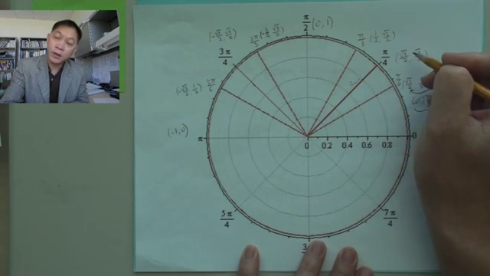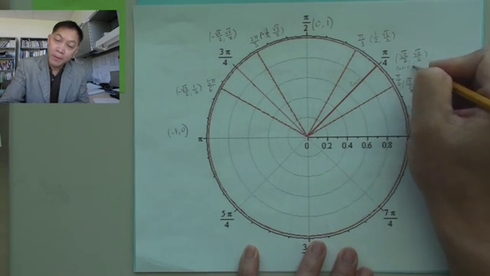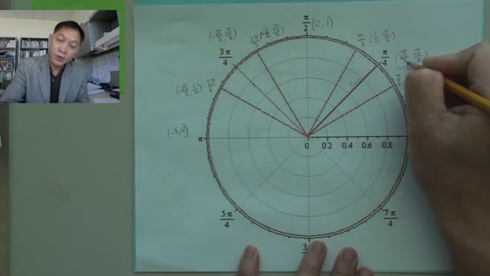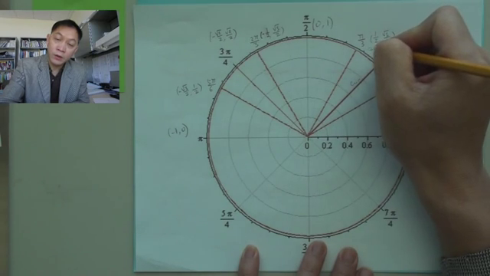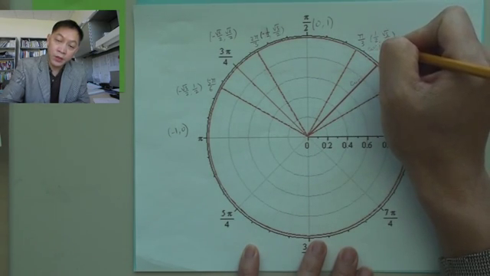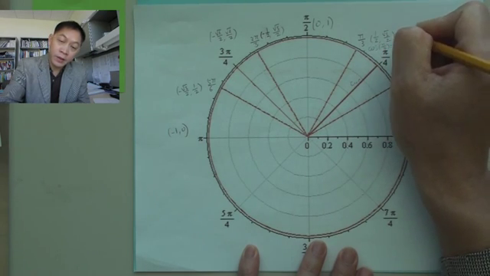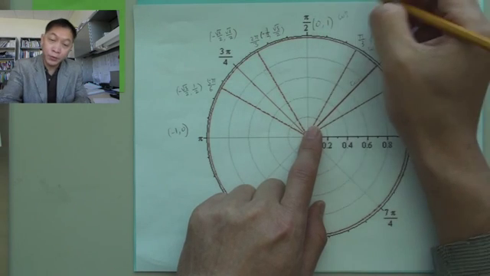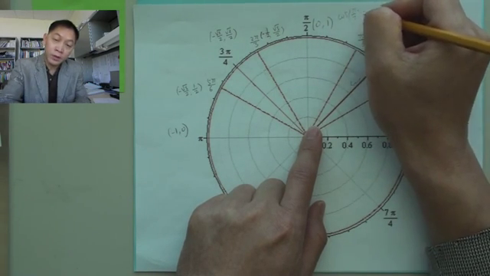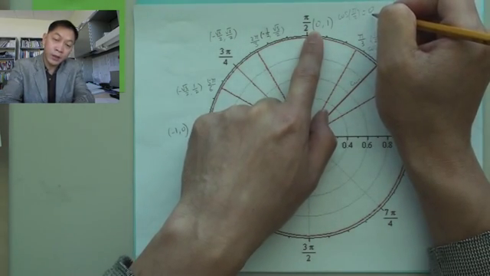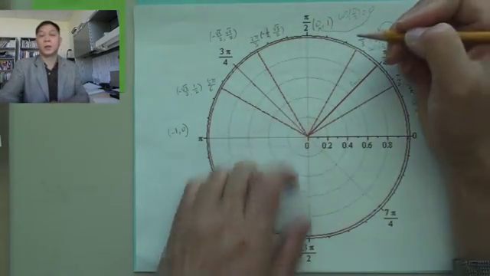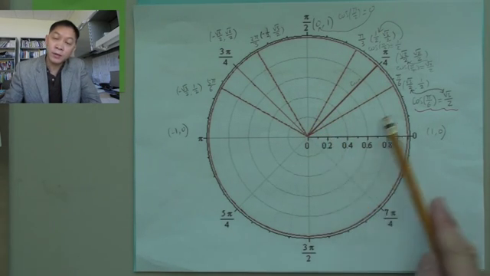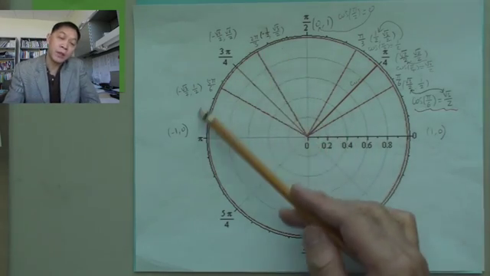Cosine pi over 4 is radical 2 over 2, x. Cosine pi over 3 is 1/2. Again, that's x. Cosine pi over 2 is 0. Again, the x coordinate. I did all the values for angles in quadrant 1. You may do the rest of them. I don't want to repeat.